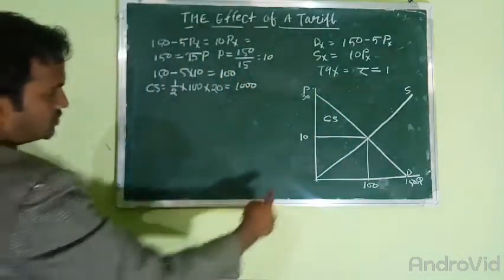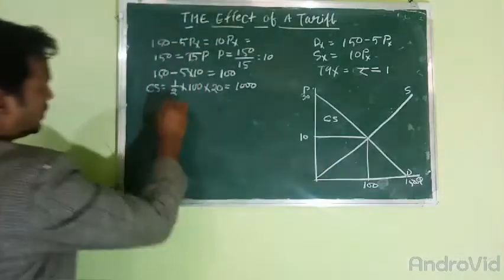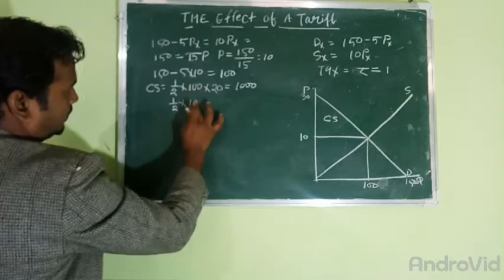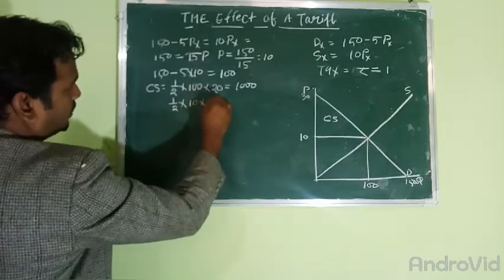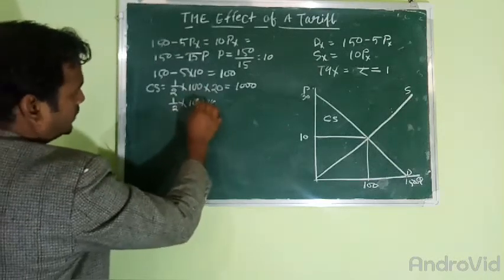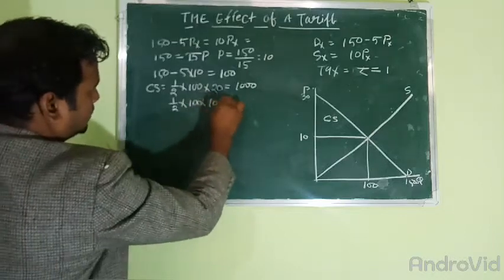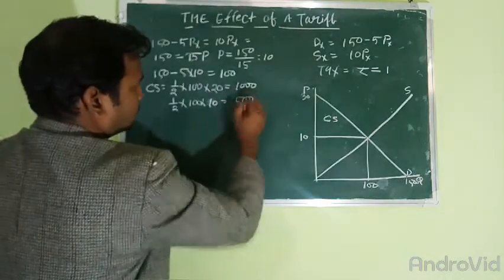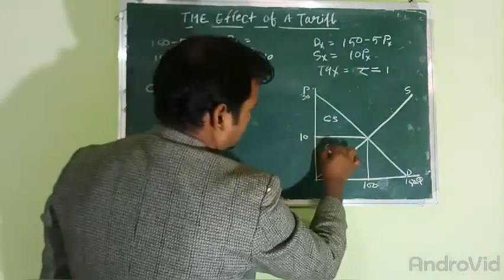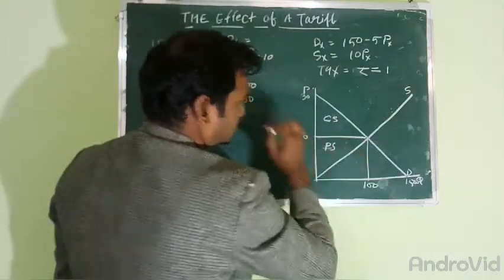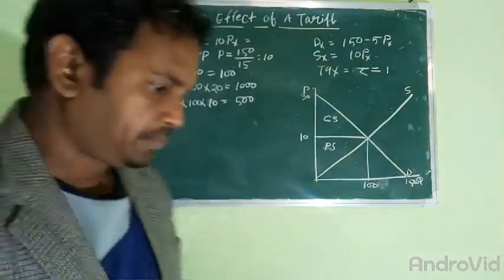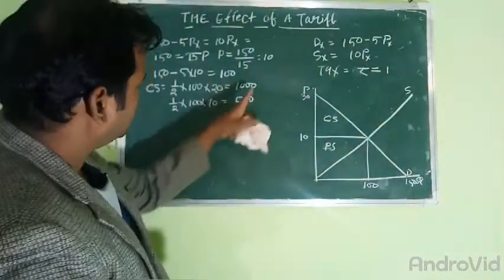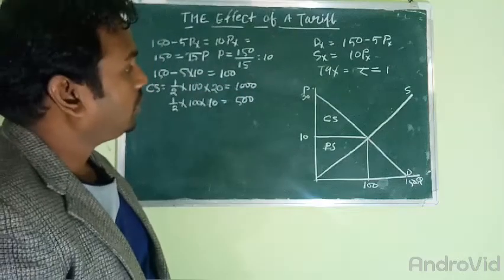Producer surplus: the price goes from 0 to 10, so the height is 10. 1 upon 2 into 100 into 10, that is 1000, which means 500. Is that clear? So consumer surplus and producer surplus together you can find as 1500.